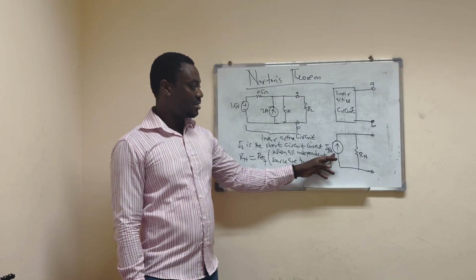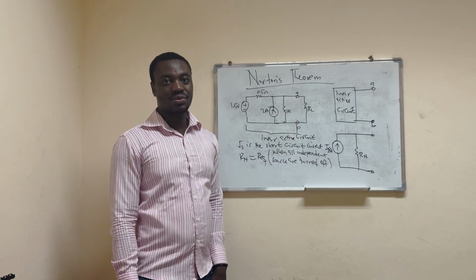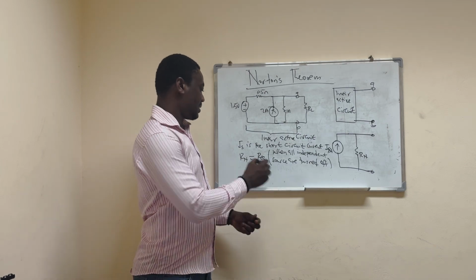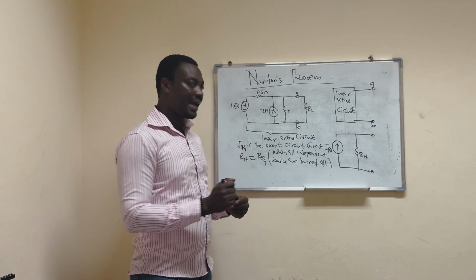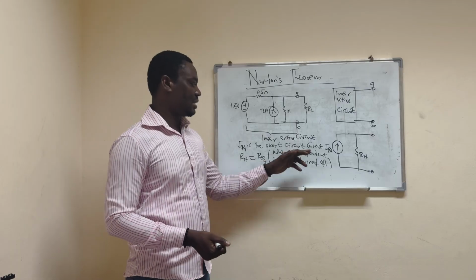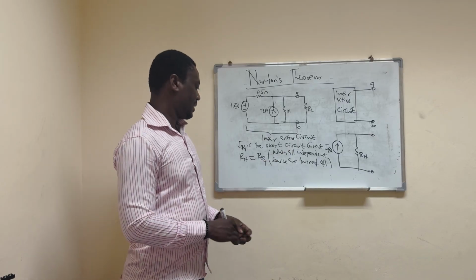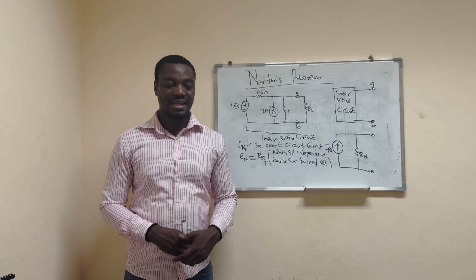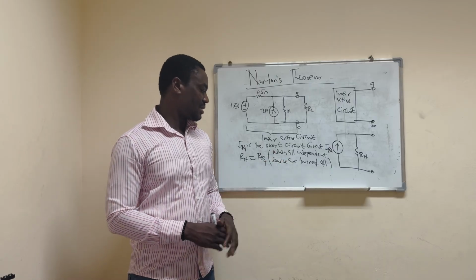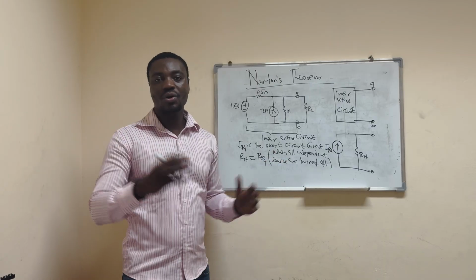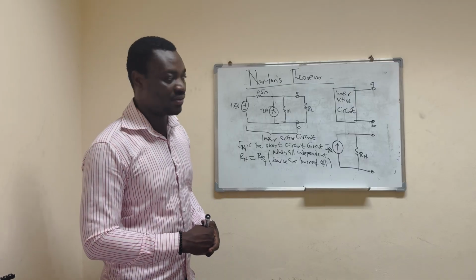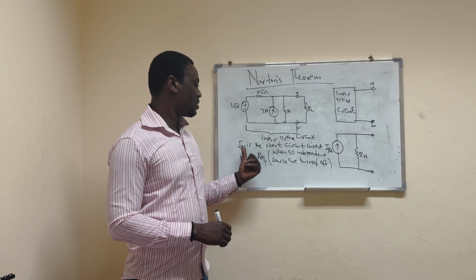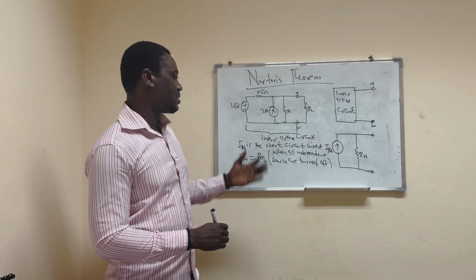That current source is referred to as what? Norton's current. Now, Norton's current, IN, is the short circuit current, all right? And then Norton's equivalent resistance is the equivalent resistance when all independent sources are turned off. Now, how do we determine the Norton's current, which is the short circuit current?